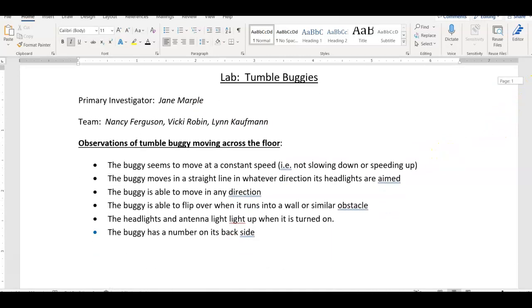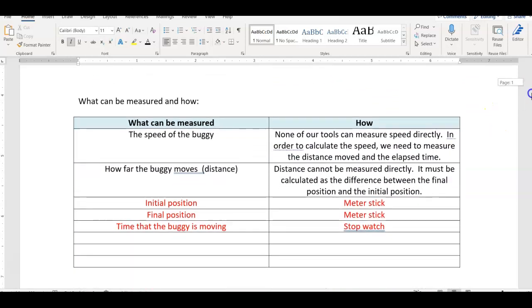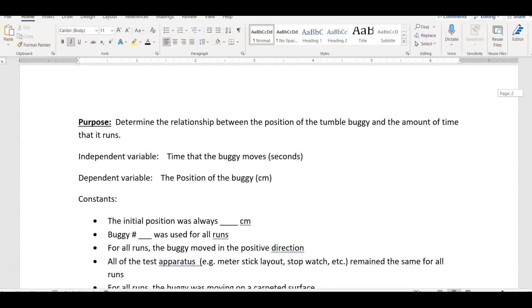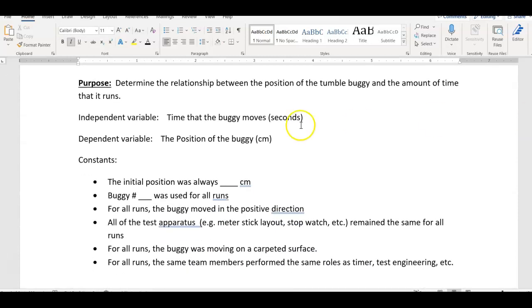Okay, so in class we recorded observations of what we saw when we watched the tumble buggies moving across the floor. We also completed this table in class about what we would measure and how we would measure it. And the purpose and the identification of the independent and dependent variables was done in class. But let's talk about the constants. So I believe we did this in class, but we'll go through this again.